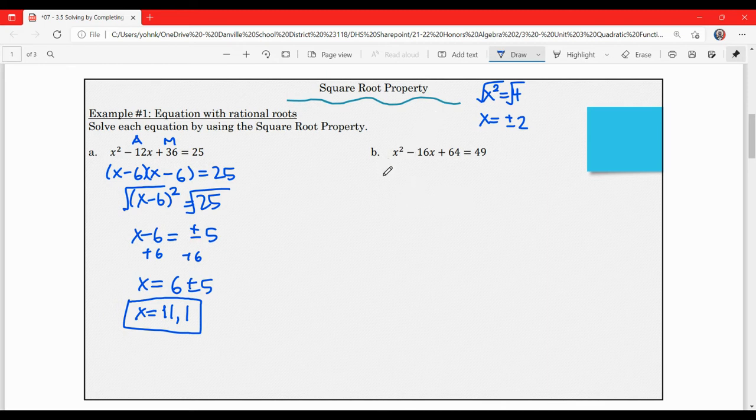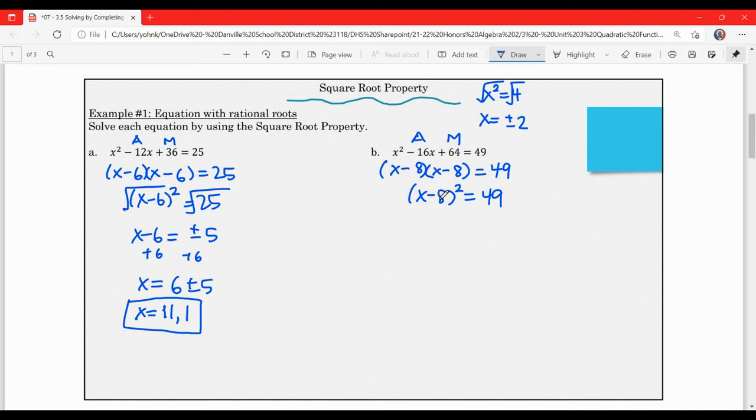All right, so now if we take a look at B, we can factor the left side here. We can say x minus and x minus, and the two numbers that add to give me negative 16 but multiply to give me 64 are 8 and 8. So I can write that as x minus 8 quantity squared equals 49.